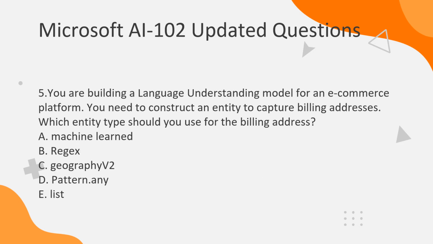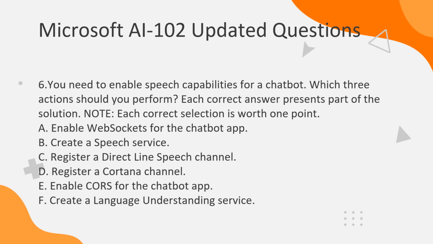5. You are building a Language Understanding model for an e-commerce platform. You need to construct an entity to capture billing addresses. Which entity type should you use for the billing address? A. Machine-learned. B. Regex. C. GeographyV2. D. Pattern.any. E. List.